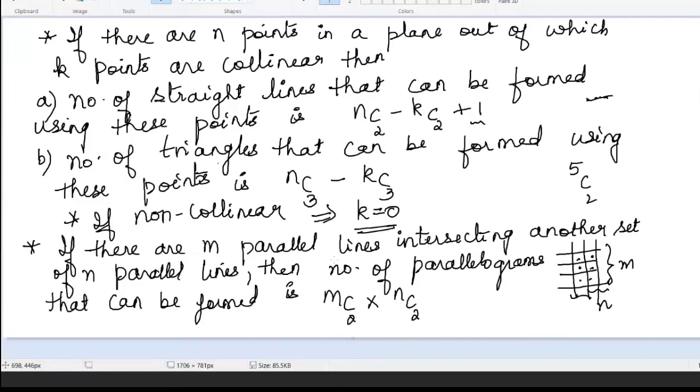So from the M points, MC2, into, from the horizontal lines we have taken as N, or M I think we have taken horizontal and N we have taken vertical, no problem. We want a parallelogram. How is that possible? It is MC2 intersecting with the NC2. So therefore these many parallelograms are possible. Suppose there are 5 parallel lines intersecting with 4 parallel lines, then how many parallelograms are formed? 5C2 into 4C2. That many parallelograms are able to be formed there. Okay, is this much over?